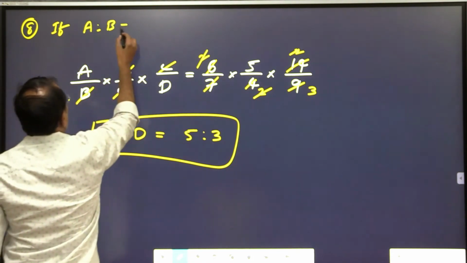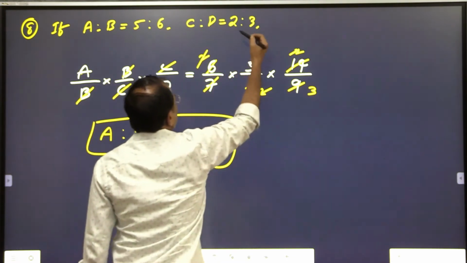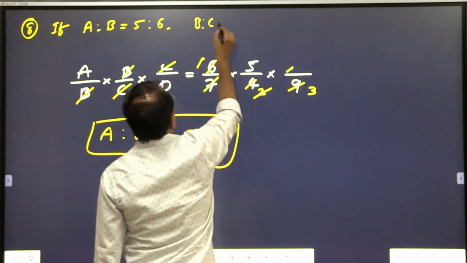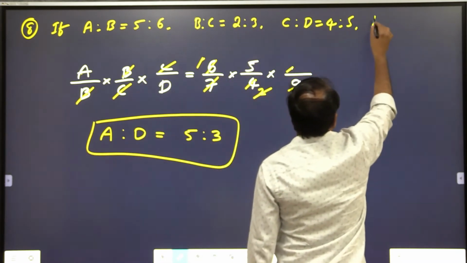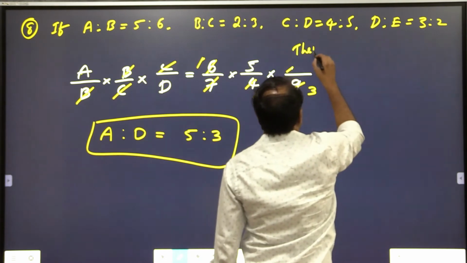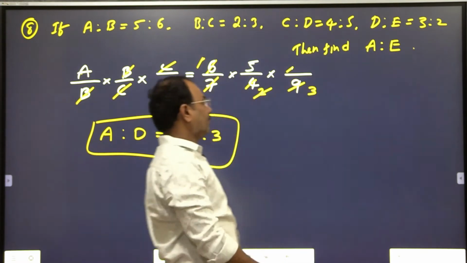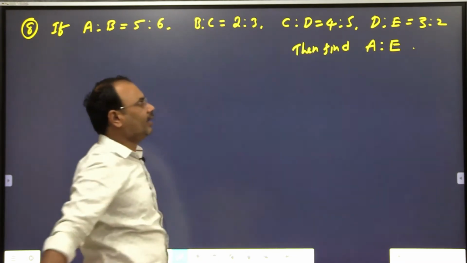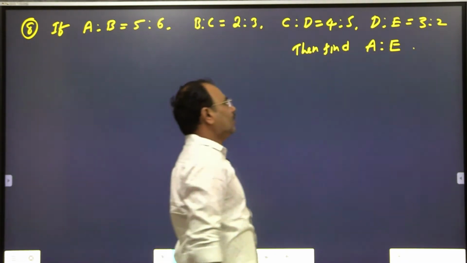If A is to B is equal to 5 is to 6, B is to C is equal to 2 is to 3, C is to D is equal to 4 is to 5, D is to E is equal to 3 is to 2, then find A is to E. A is to E, first term and last term.